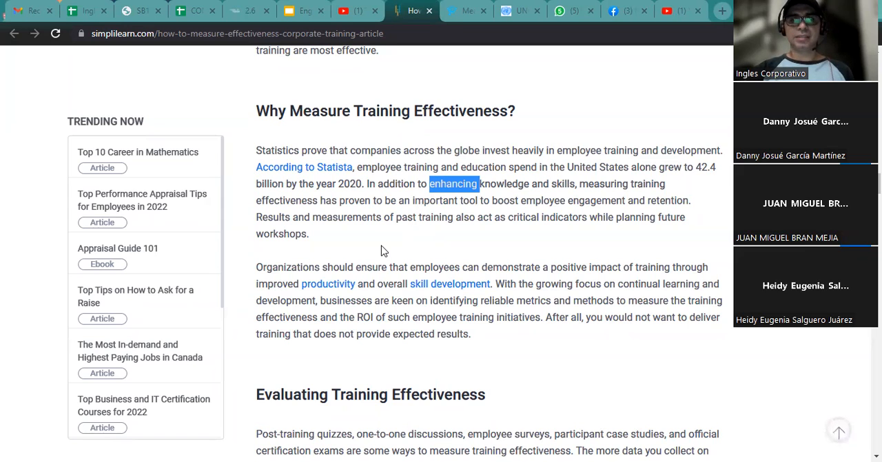Let's see what else. Proven. What is proven? The past, I think, past participle of proof. Tested, something that had been tested. Very good. So you have proof of something, right? Good. And what is boost?